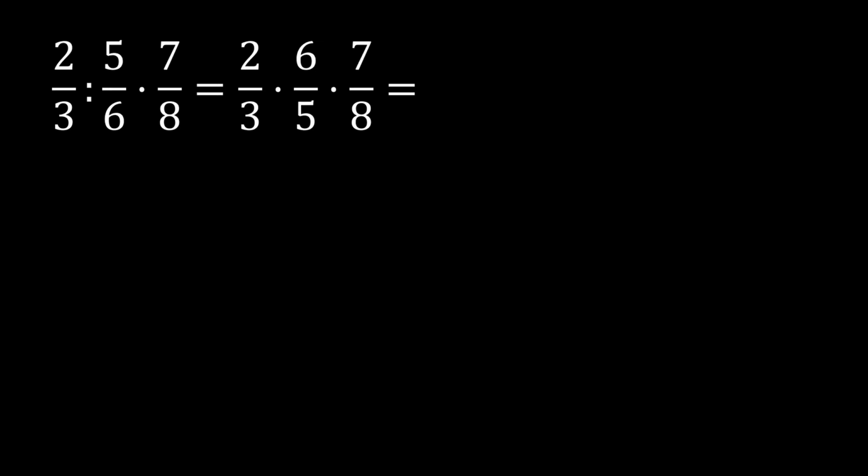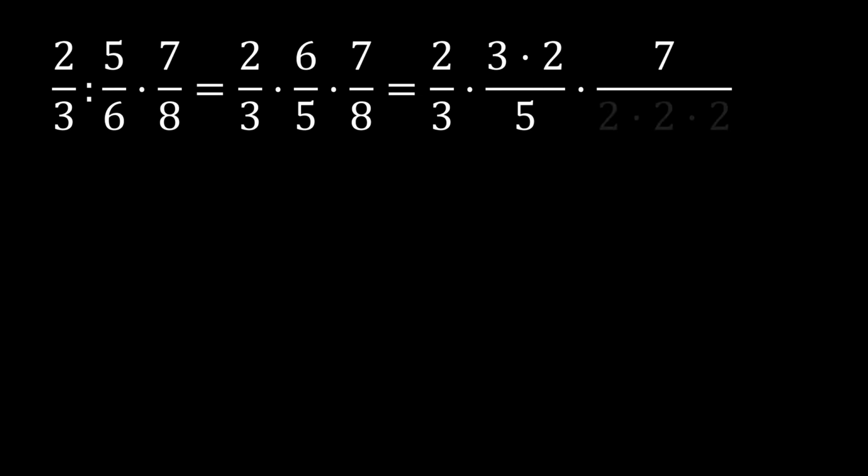Now let's simplify things before multiplying. Let's break the numbers into their smaller parts. 2 stays the same. 3 stays the same. 6 becomes 3 times 2. 5 stays the same. 7 stays the same. 8 becomes 2 times 2 times 2. So now we're working with 2 over 3 times 2 times 3 over 5 times 7 over 2 times 2 times 2. Now, let's cancel numbers that appear both in the top and bottom.